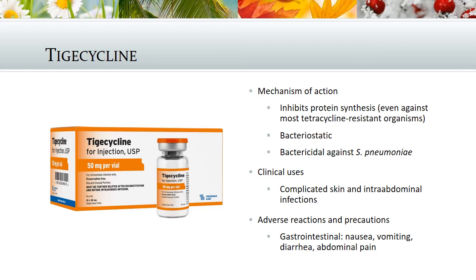It's used in complicated skin and intra-abdominal infections. And adverse reactions and precautions are mostly minor, with nausea, vomiting, diarrhea, and abdominal pain.